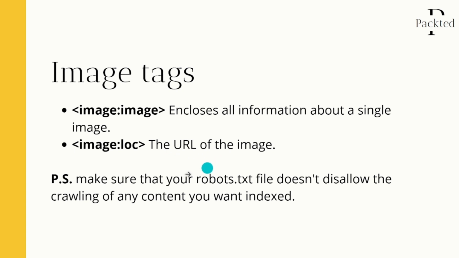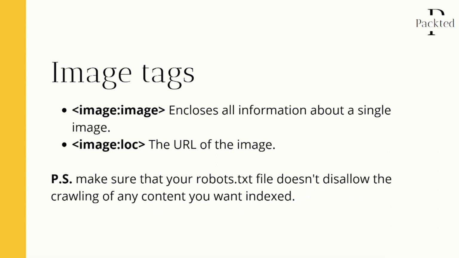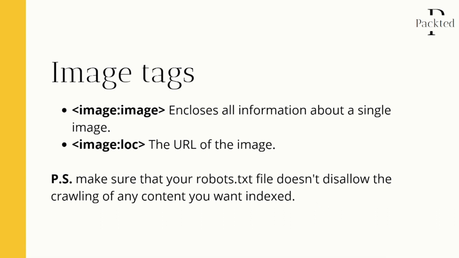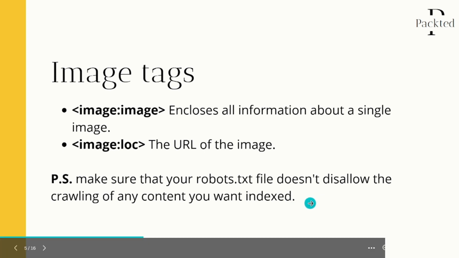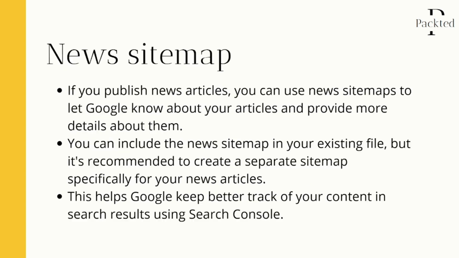The thing is that you need to make sure that your robots.txt file doesn't disallow the crawling of any content you want indexed. This not only applies to images but everything on your website, whether it is HTML pages, images, videos, news articles, or anything. You don't want those pages to be disallowed and then add them to the sitemap. It will confuse the Google bots.